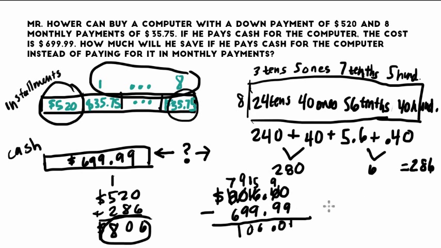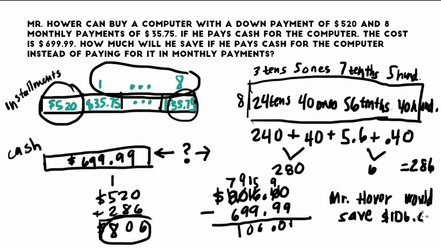And then our answer would be Mr. Hauer would save $106. You could even say about, but in this case, I want to be exact, $106 and a penny if he pays cash. So that's how we would do that one.